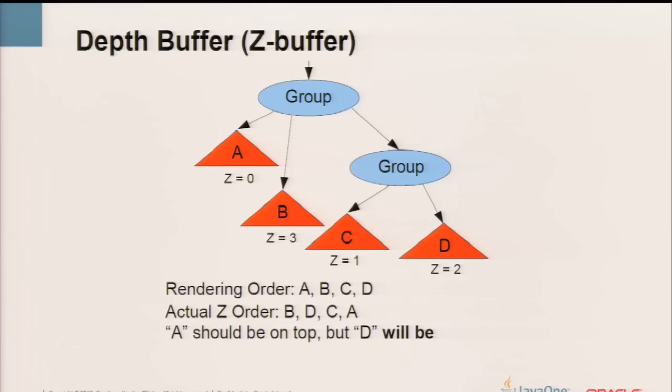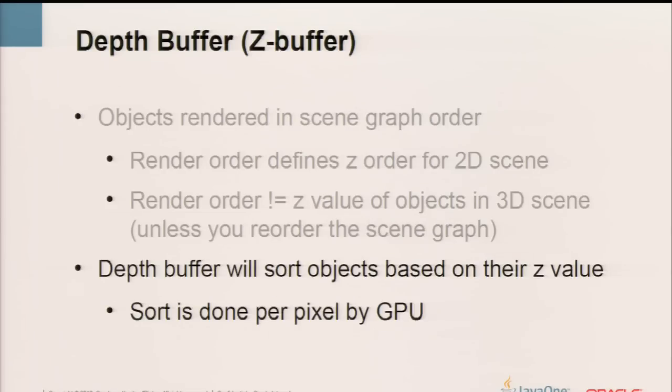However, if you go based on the Z orders, A should be on top, followed by C, D, and then B. So we really would like to render B first, and then D, then C, then A, but we can't do that without reorganizing our scene graph. But we have a different solution for that, and 3D graphics cards will support this different solution, and that's called a Z buffer. So if we go ahead to the next slide.